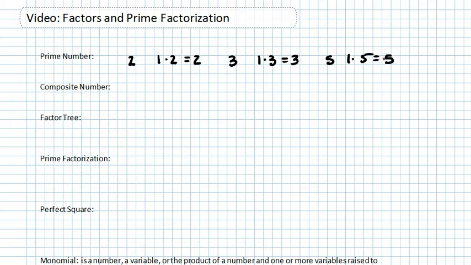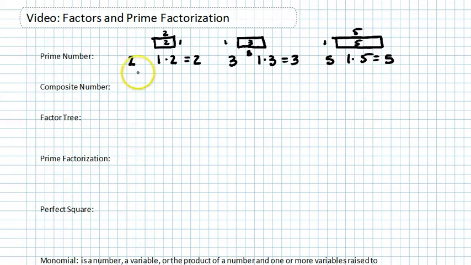You can also think of it as a series of rectangles. Here's a rectangle that's 1 by 2 with an area of 2. Here's a rectangle of 1 by 3 with an area of 3. And I could also have a rectangle of 1 by 5 with an area of 5. These are all considered prime numbers: 2, 3, 5, 7, 11, and so on.